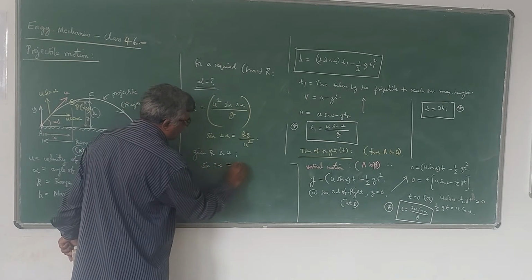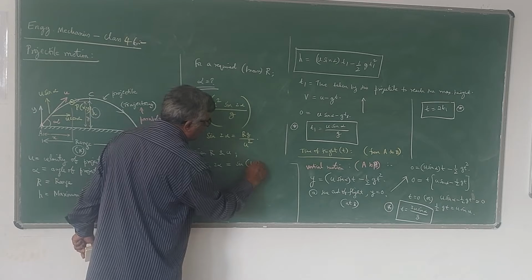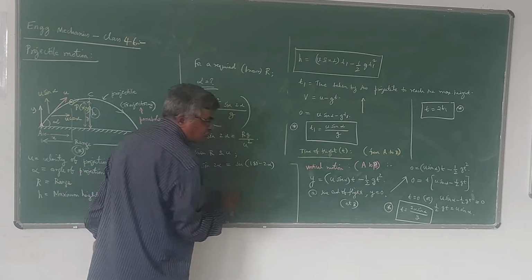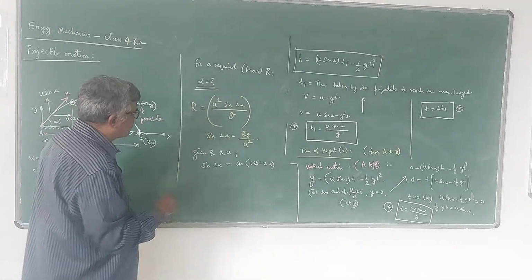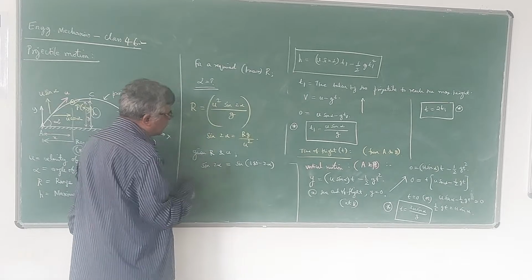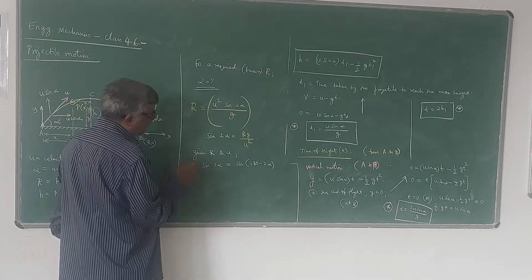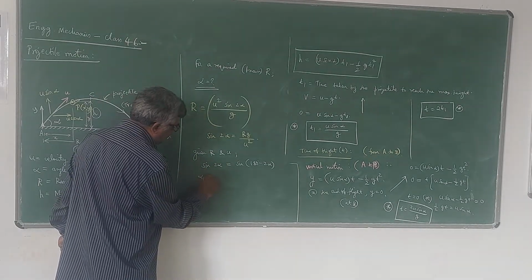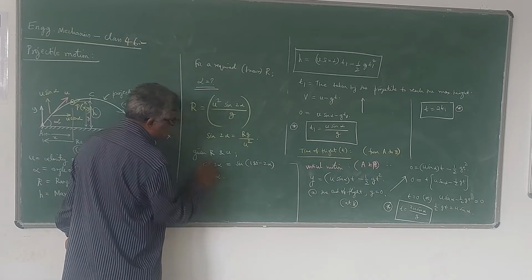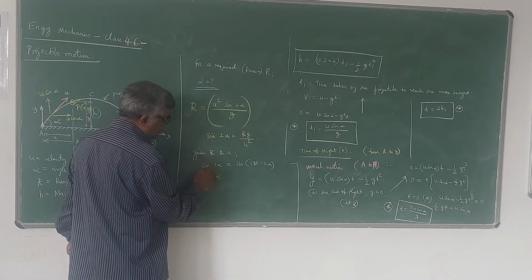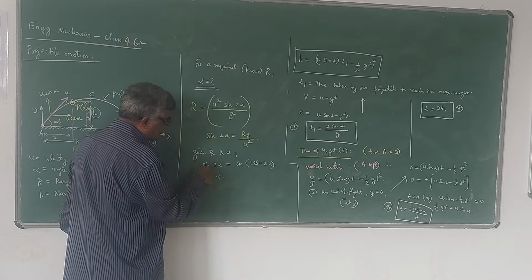Sin 2 alpha can also be written as sin (180 minus 2 alpha). In the second quadrant also sin is positive. So if you use this concept here, one value of alpha will be alpha 1, which is alpha itself, because sin 2 alpha is equal to sin 2 alpha 1. If I write, you get alpha itself.